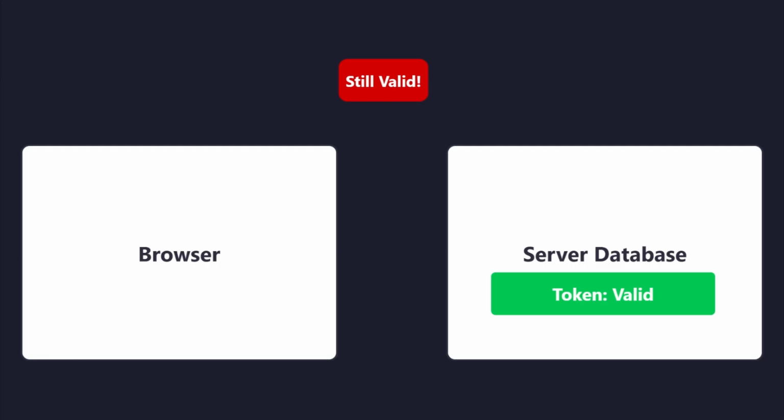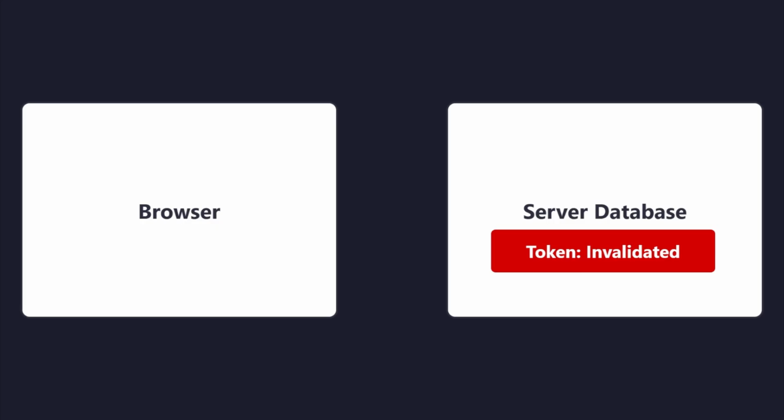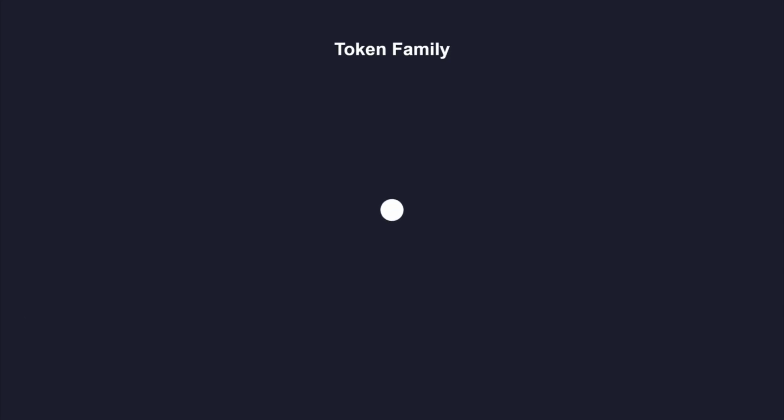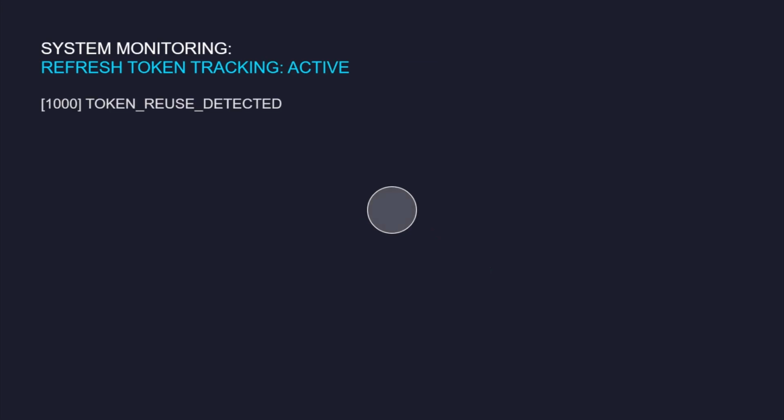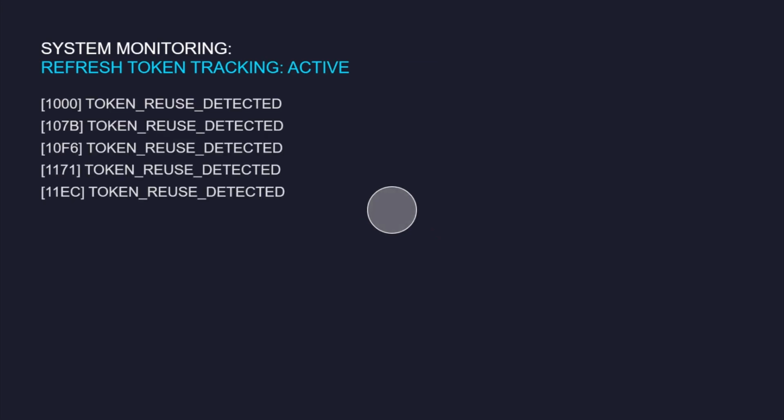A secure logout must invalidate the refresh token on the server side immediately. Deleting the cookie on the client is insufficient, as the refresh token would remain valid in the database. Each time a user logs in, a new token family identifier is generated. This allows the system to track distinct sessions across different devices and revoke them independently if one is compromised.